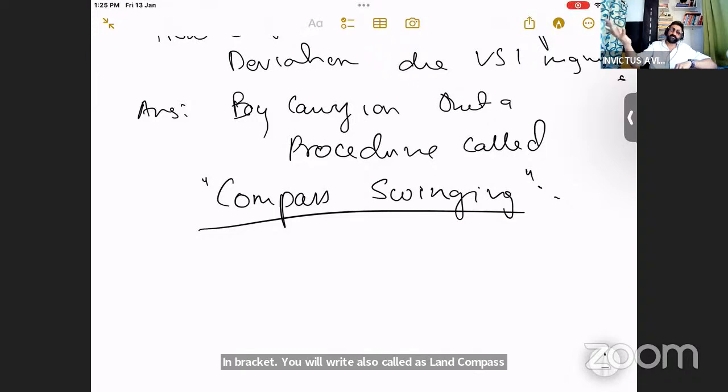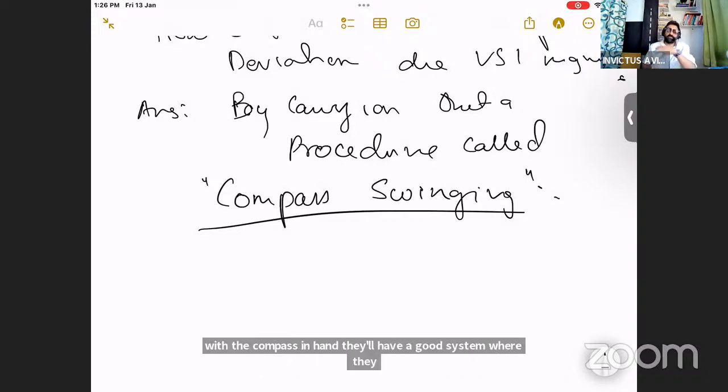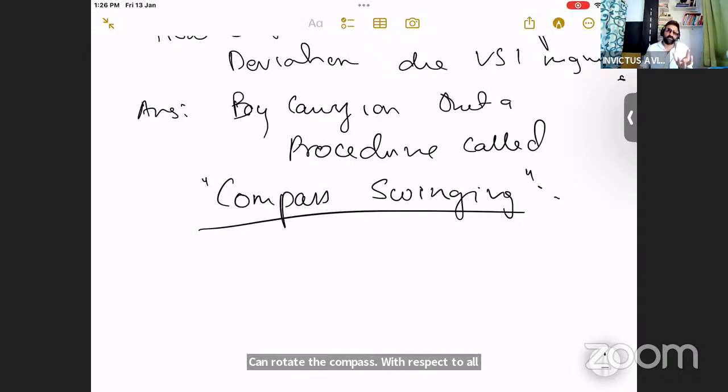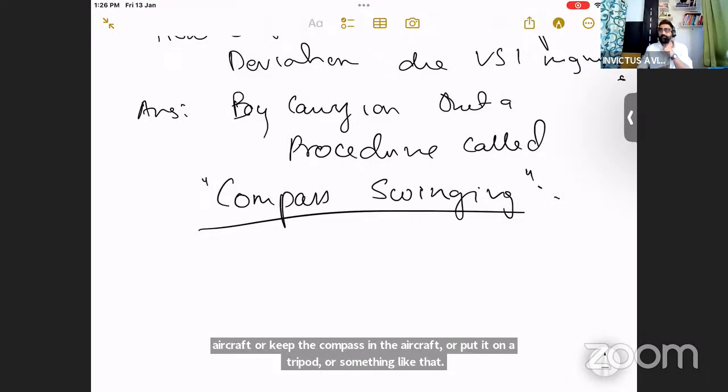So we have a test compass. Basically, it's a test compass used to test deviations. It will be kept somewhere else safely, and then we'll check the aircraft compass heading. So how it happens is we'll have one observer, one person sitting along with the test compass, which is called a landing compass or a land compass or a datum compass, and one person will be sitting in the cockpit with the compass in hand. They'll have a good system where they can rotate the compass with respect to all various headings. So they'll remove the compass out of the aircraft or keep the compass in the aircraft but put it on a tripod or something like that. I've seen that happen.